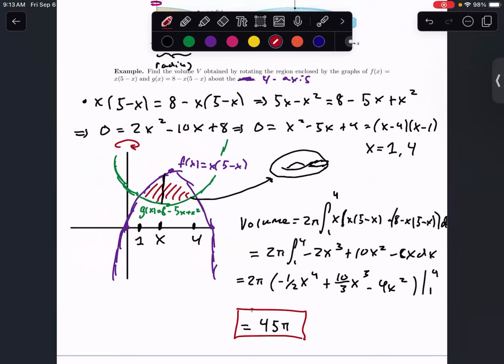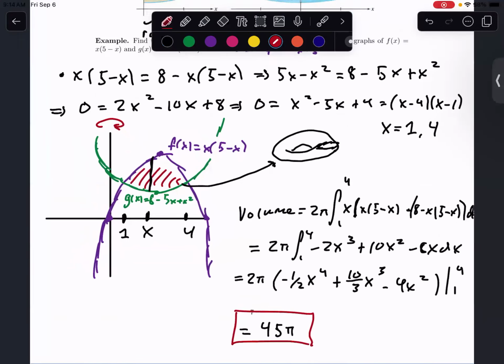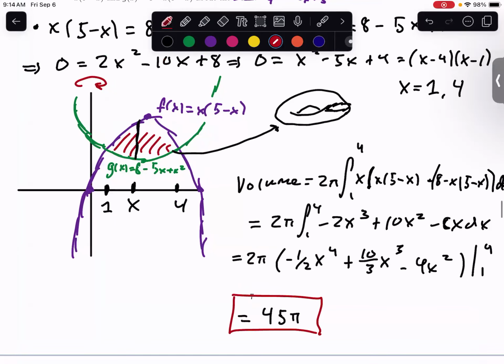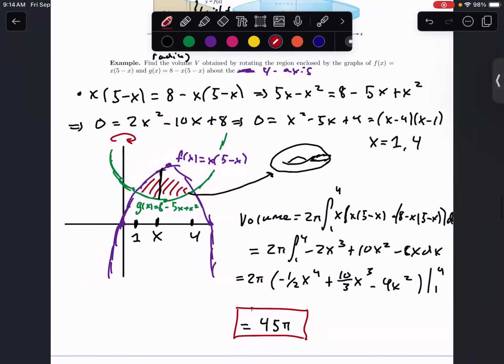So it really isn't that different from the disk method we were doing on Monday and Wednesday. The formula is just a little different. I haven't handed that out yet. I will soon. Yeah. Any questions about this example?